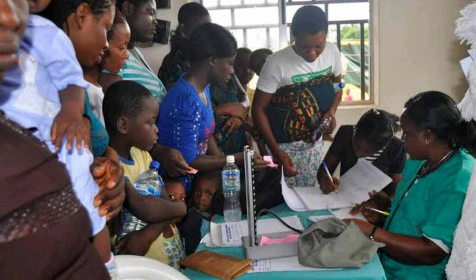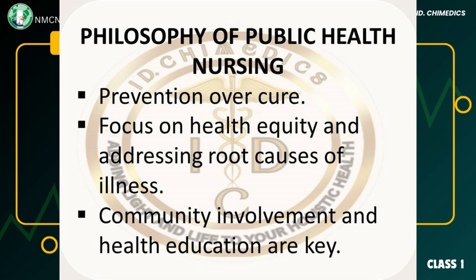Please take note that the philosophy of public health nursing is built on the principle of prevention over cure. You prevent instead of curing. It's better to prevent than to cure. Take note, you prevent in order not to cure. So it promotes equity in healthcare access and works to address the root cause of the illness. It suppresses the illness by ensuring it doesn't even come into play, such as environmental and social factors being dealt with in order not to bring about illness.